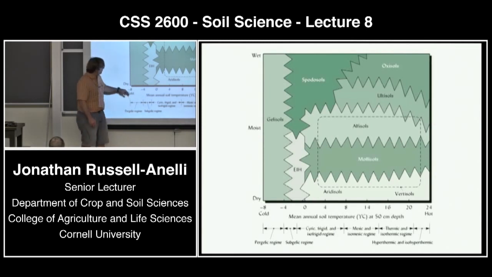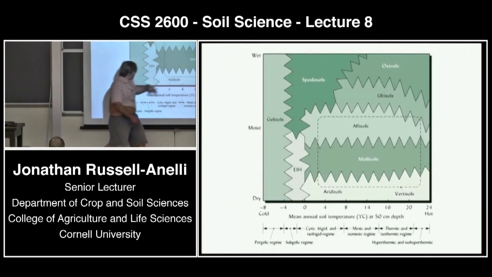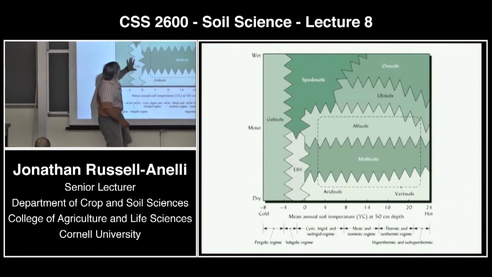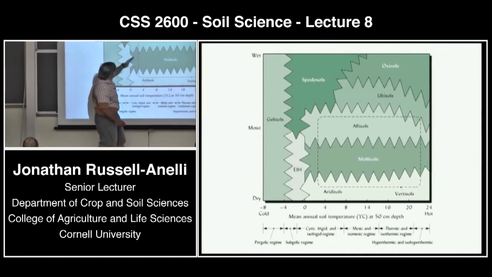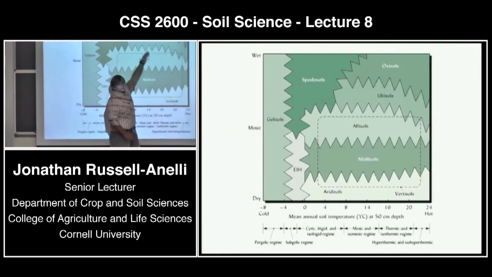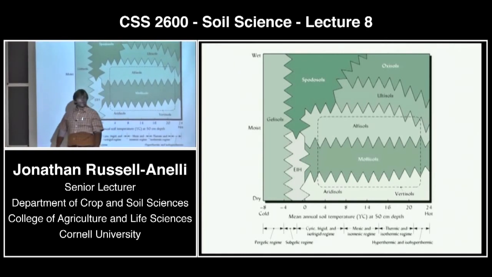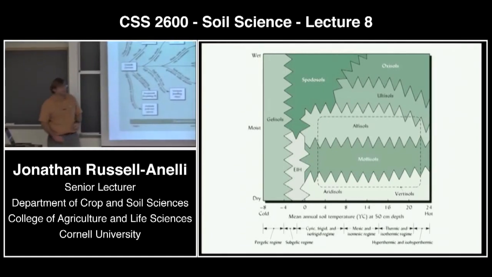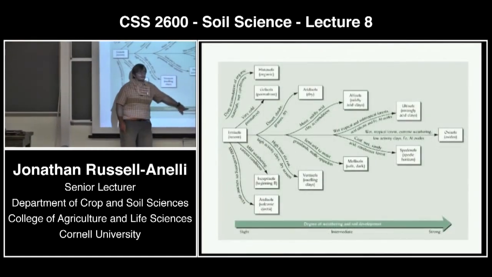Now, if it's a cold environment, it doesn't matter if it's wet or dry. I'm still going to get that frosted environment. As it gets hotter and dry, I'm going to move right into these aridisols. As it gets hotter and wet, if you follow this trend right here, I'm going to go straight through alfisols into ultisols and ultimately to oxisols. Does that make sense, that arrangement? In essence, we're just doing a pseudo degree of weathering and soil development.